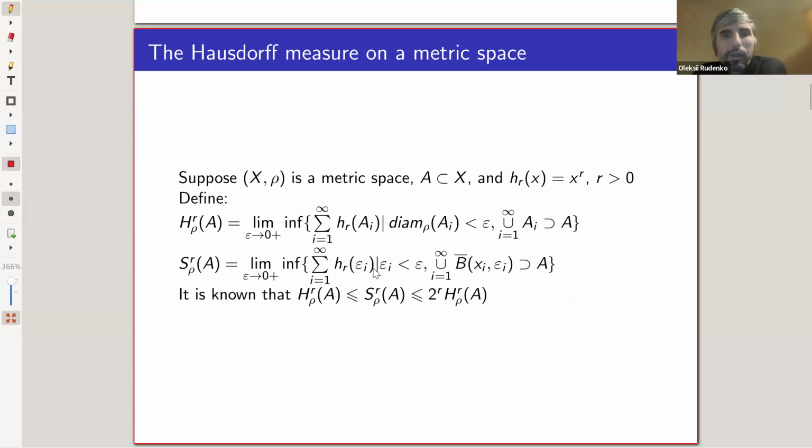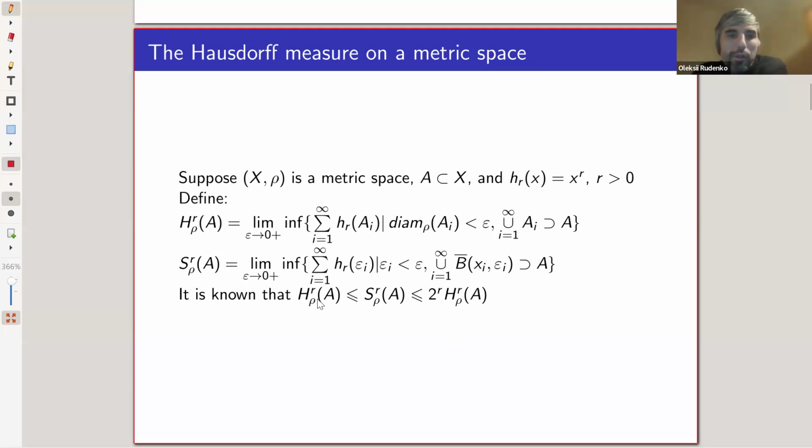So we will consider coverings of a set by closed balls, and then we will compute some sum of h of their radii, and this sum has to be as small as possible over all coverings, and take epsilon to 0 and see what happens. This is well known. This is called the spherical Hausdorff measure, if I remember correctly.